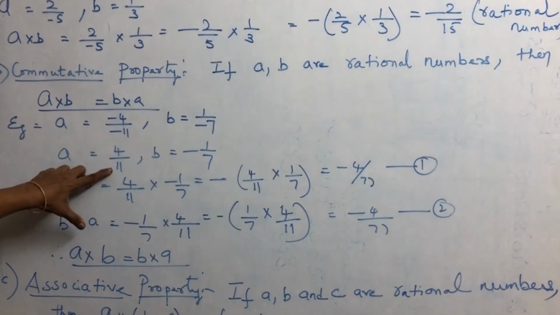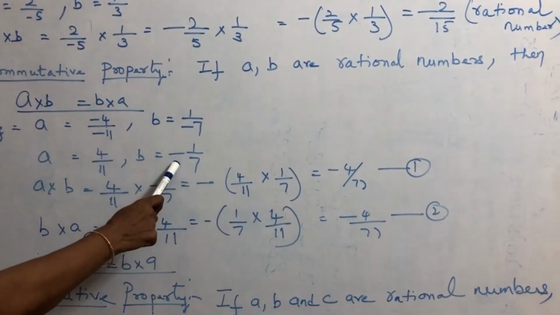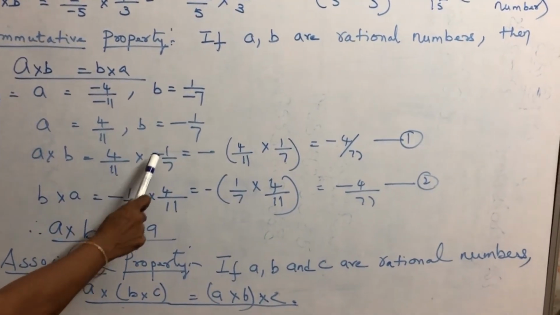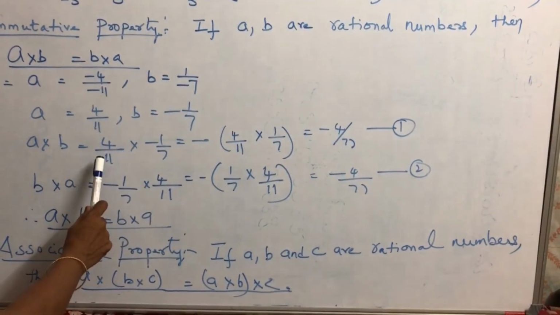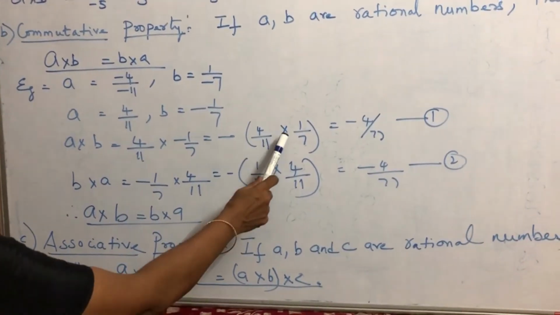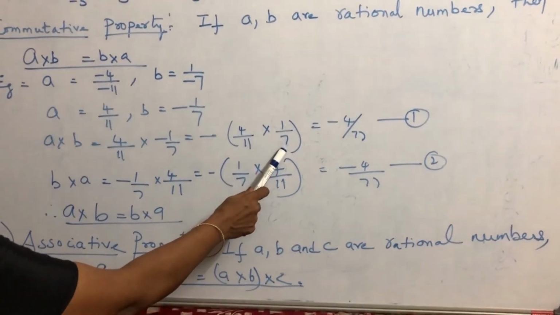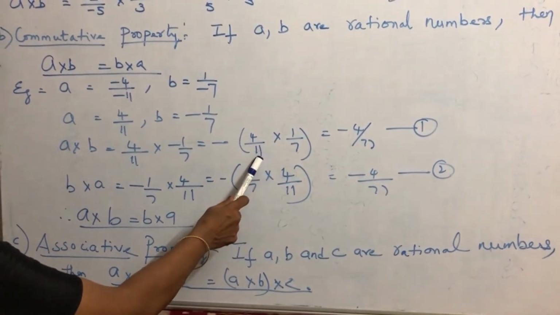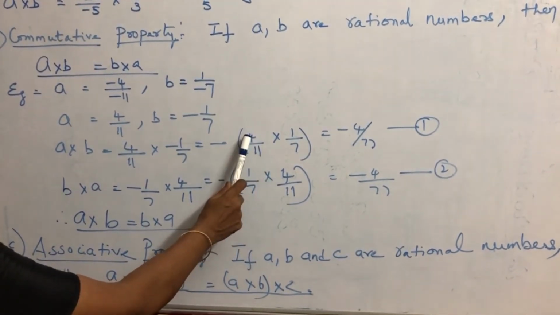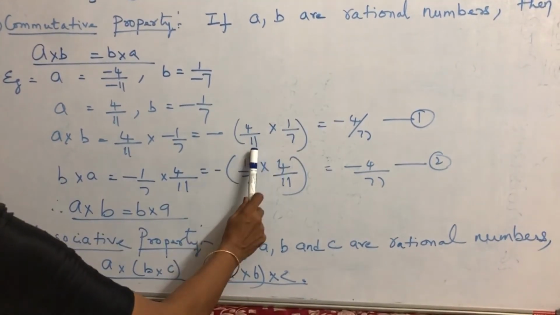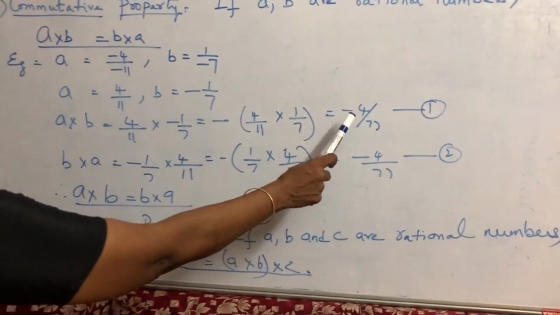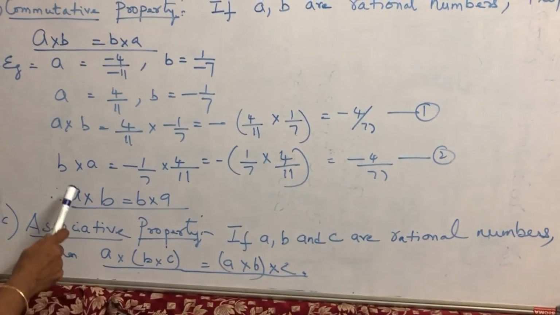A is positive, B is negative. A into B: 4 by 11 into minus 1 by 7. Plus into minus is minus. 4 by 11 into 1 by 7. Simplification is not possible, so we multiply the numerators and denominators. 4 ones are 4, 11 sevens are 77. Therefore, A into B is equal to minus 4 by 77.